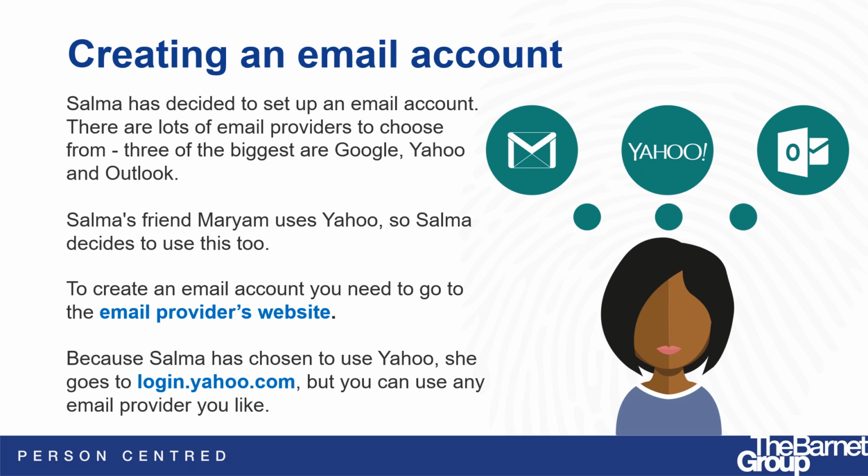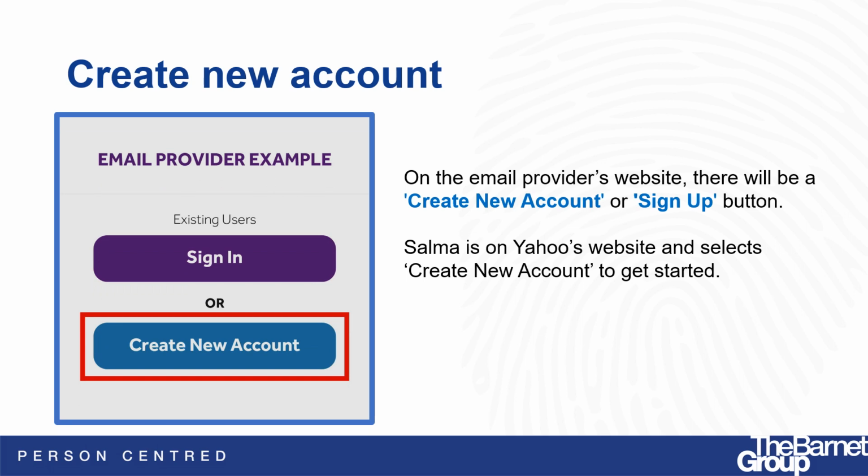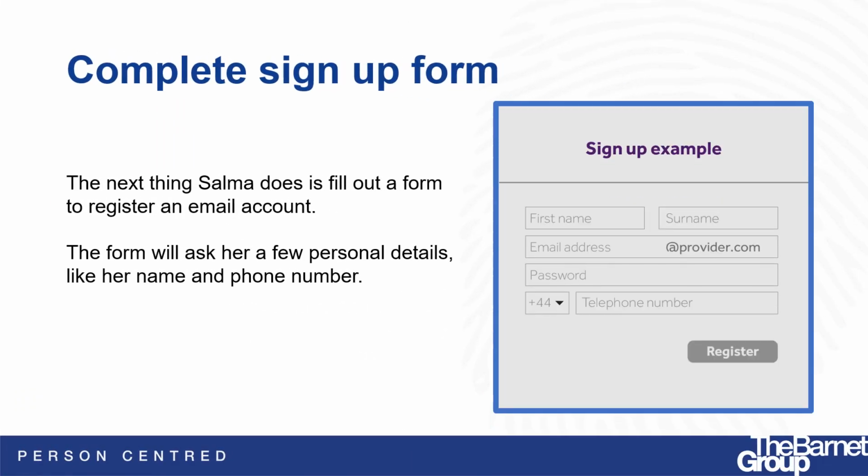To create an email account, you need to go to the email provider's website. Because Salma has chosen to use Yahoo, she goes to login.yahoo.com, but you can choose any email provider you like. On the email provider's website, there will be a Create New Account or Sign Up button. Salma is on Yahoo's website and selects Create New Account to get started. The next thing Salma does is fill out a form to register for an email account. The form will ask her a few personal details like her name and phone number.